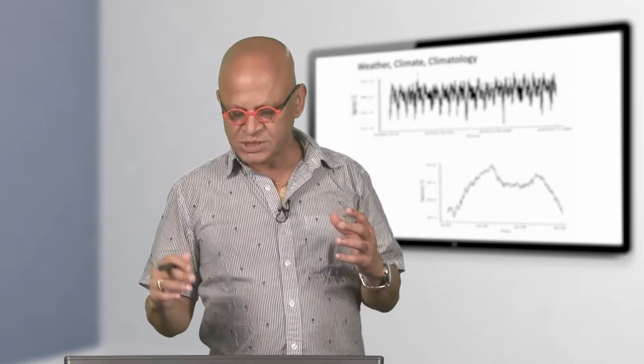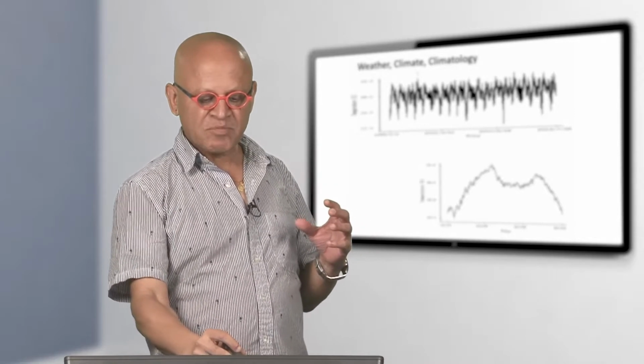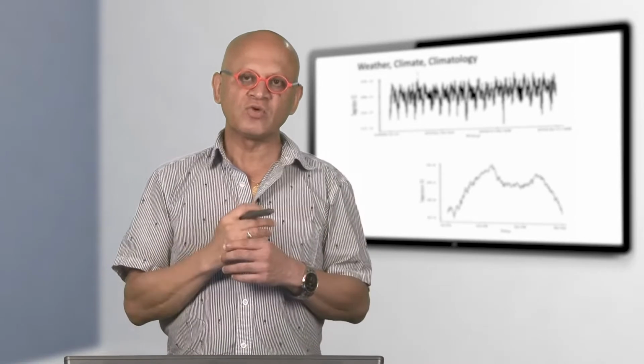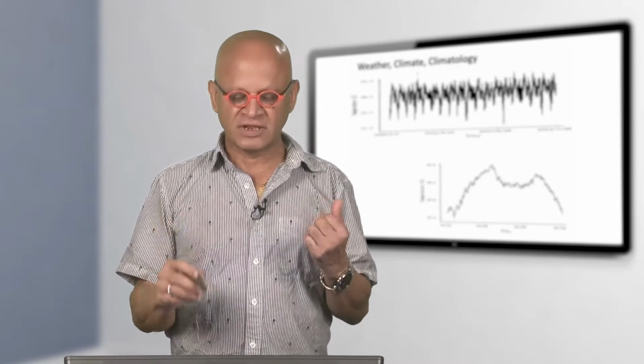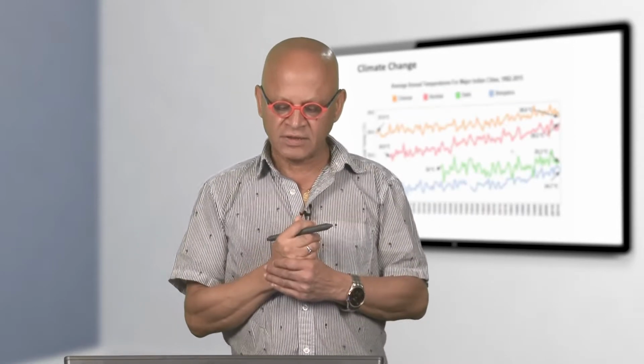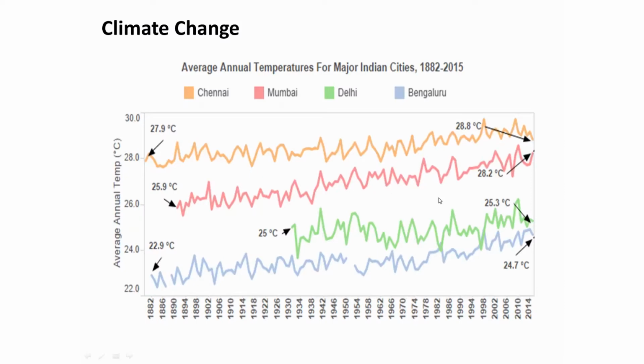What is climate change then? It is if the temperature over this period that we are looking at is increasing or decreasing. So, for that let us look at temperatures over several cities in India: Chennai, Mumbai, Delhi and Bengaluru. Some records go as far back as 1882 and they extend to 2014. And you can see here that the long time series is smoothed a little bit, but it does not matter.